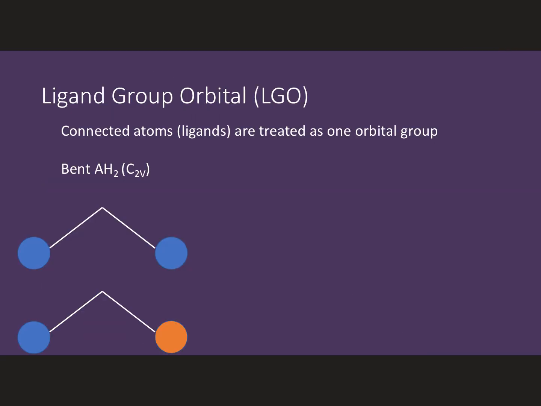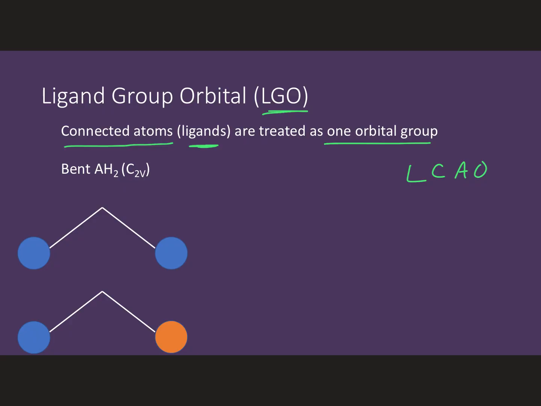The way we're going to do this, though, is by introducing a term called ligand group orbitals, which is abbreviated as LGO, where we're going to say, hey, all of our external connected atoms, we're just going to call our ligands here. We'll see that term a little bit more in the future. And we're going to treat these all as one orbital group. Which will feel a little bit weird at first, but it's actually quite natural because it fits in with the full linear combination of atomic orbitals.